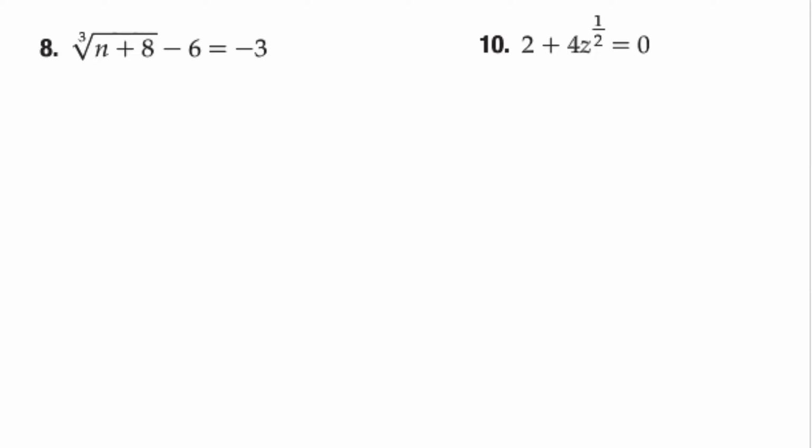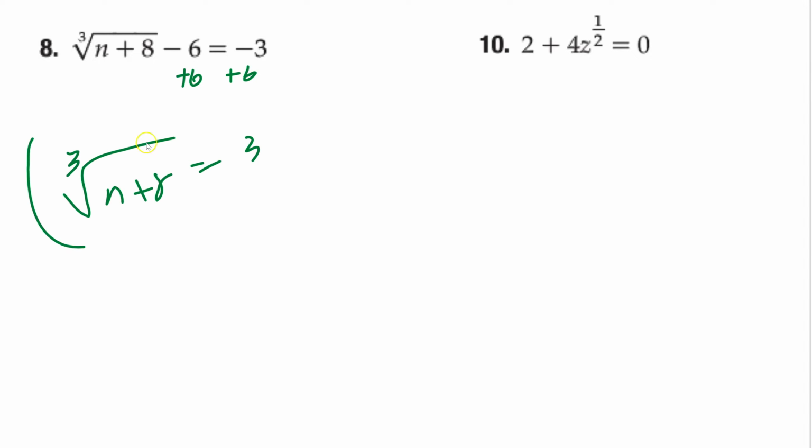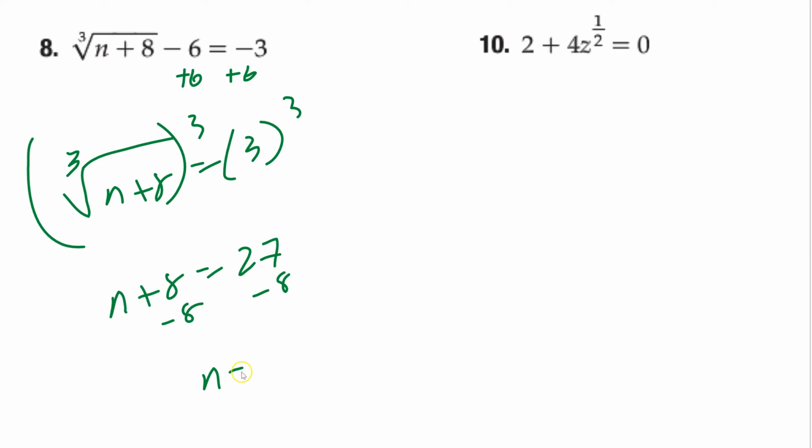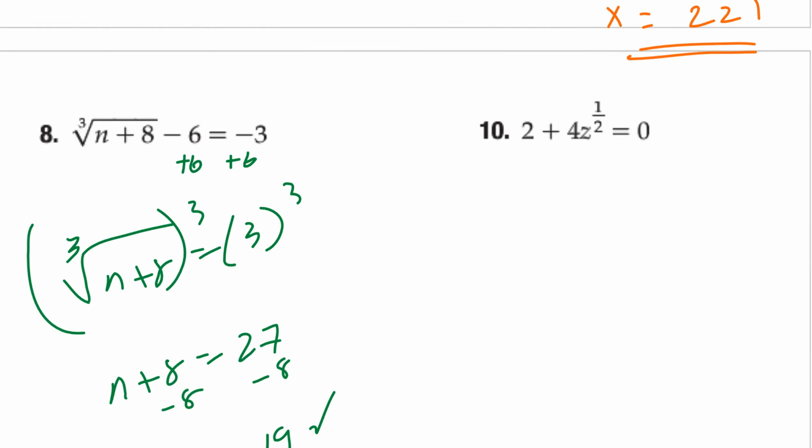More problems. Let's just do this one really fast. So plus 6, cube root of n plus 8 equals 3. Cube both sides. N plus 8 equals 27. Minus 8, n equals 19. Again, check your work, plug it in, you get 27, cube root of it is 3. 3 minus 6 is negative 3. So it does work. Next one.